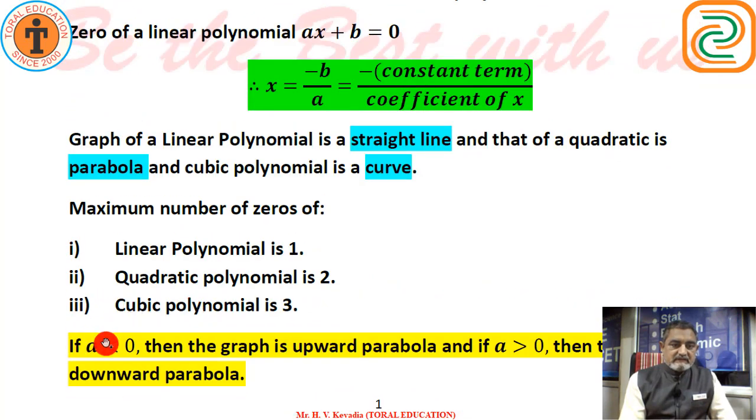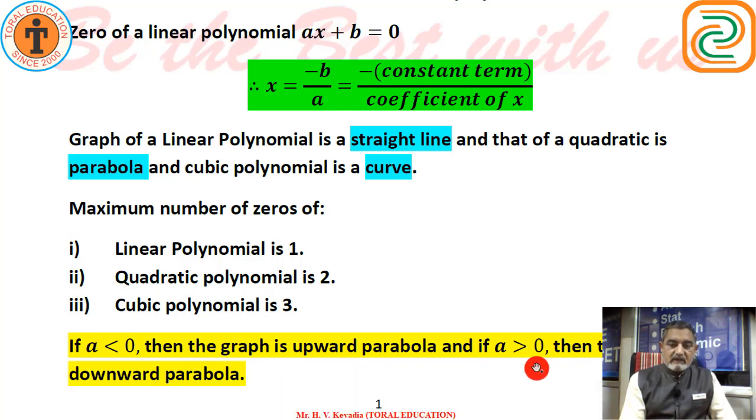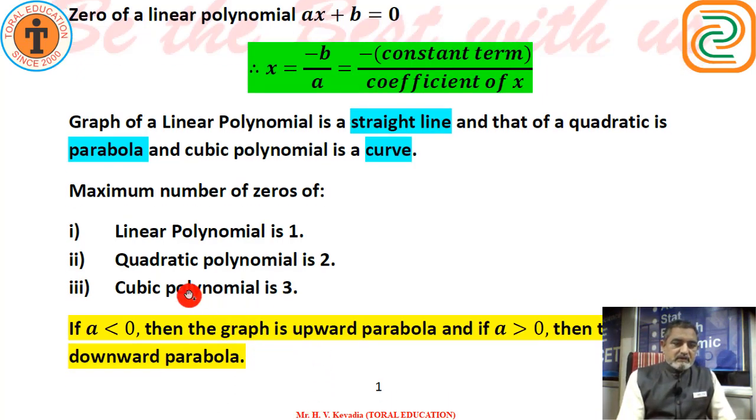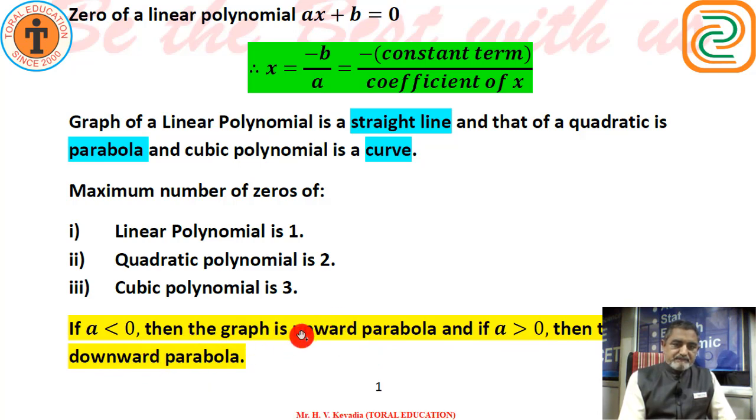If a is greater than 0, then the graph is an upward parabola, and if a is less than 0, then the graph is a downward parabola. Here I wrote it the other way around, so you should understand it properly.